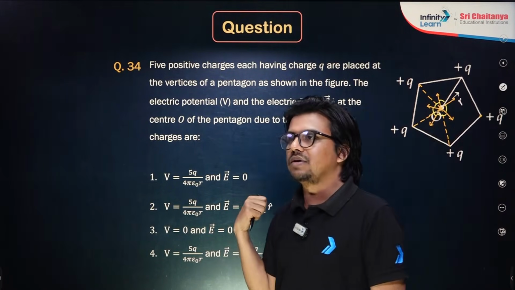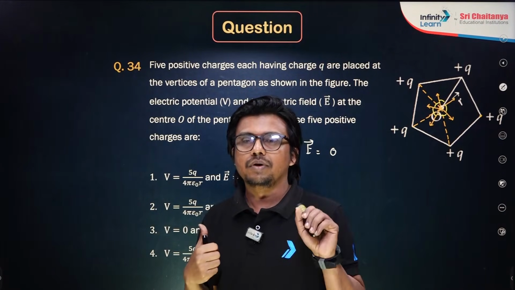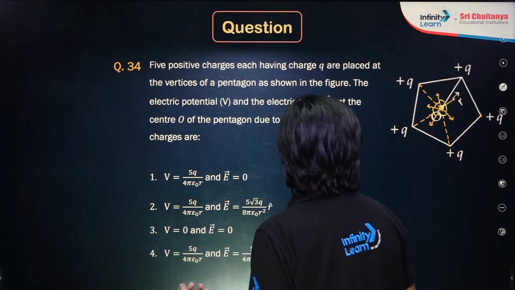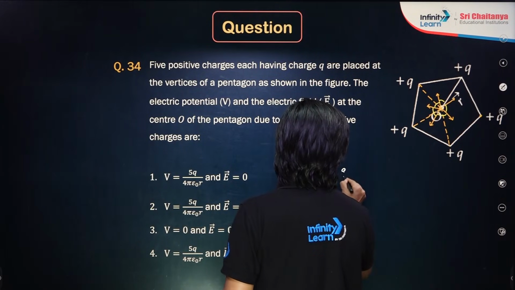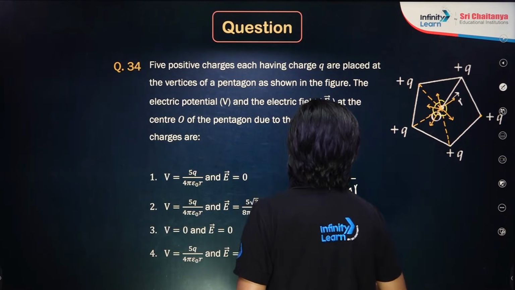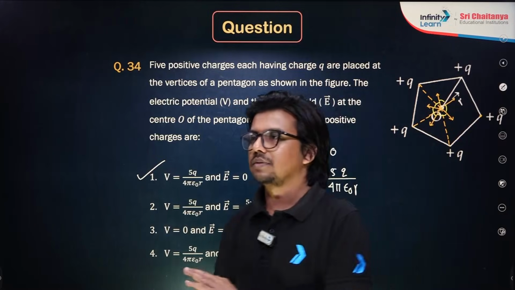Potential by 1 is Q divided by 4 pi epsilon naught R, because from each of the vertices, the distance to the center is small r. So you can write the total potential at the center as 5 times Q divided by 4 pi epsilon naught divided by small r. So the correct option is the first one.